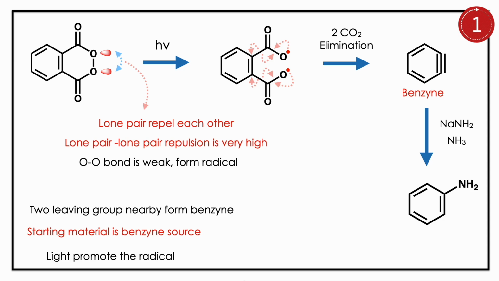Moreover, you are using light. Light promotes radical formation. So two controlling factors, repulsion as well as light, lead to radical formation. The radical can be quenched as benzyne. 2 CO2 eliminates and you have benzyne there. Then sodamide attacks, and you finally have aniline there. The concept outlined here is that whenever you have a peroxide bond, it is unstable and promotes radical formation.